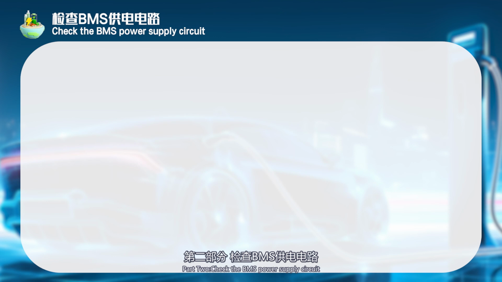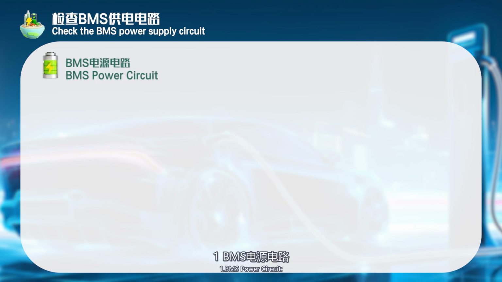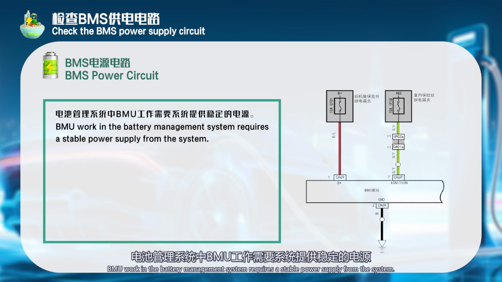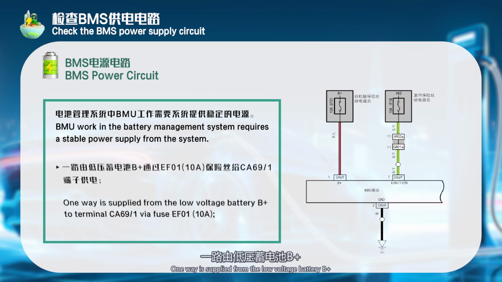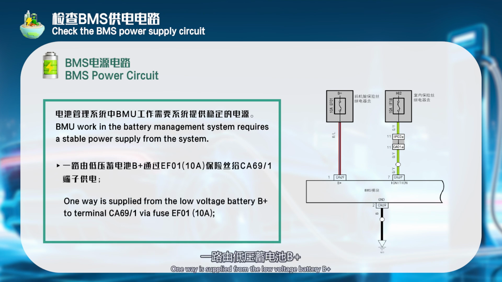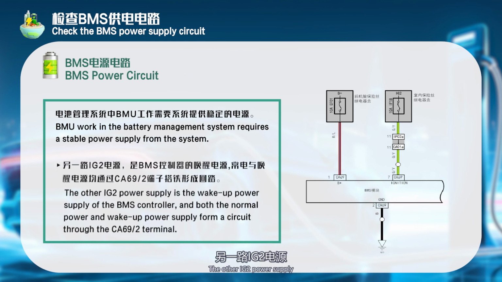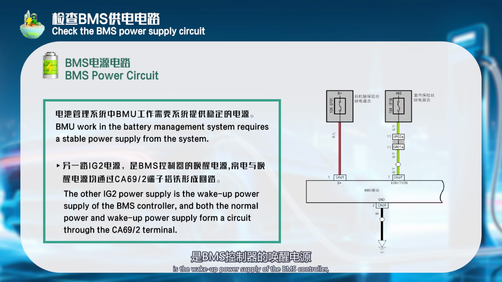Part 2. Check the BMS power supply circuit. 1. BMS power circuit. BMU work in the battery management system requires a stable power supply from the system. One way is supplied from the low voltage battery B+ to terminal CA69-1 via fuse EF01 10A. The other, IG power supply, is the wake-up power supply of the BMS controller, and both the normal power and wake-up power supply form a circuit through the CA69 terminal.